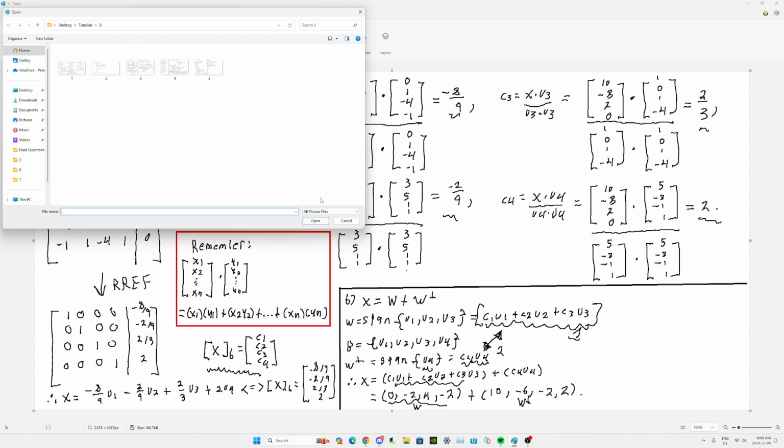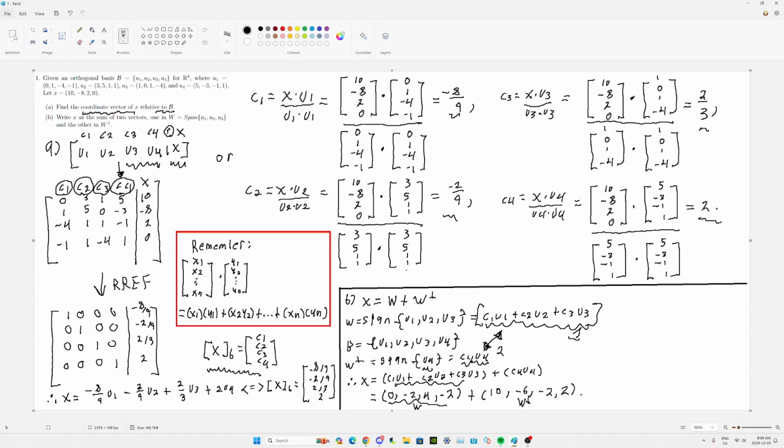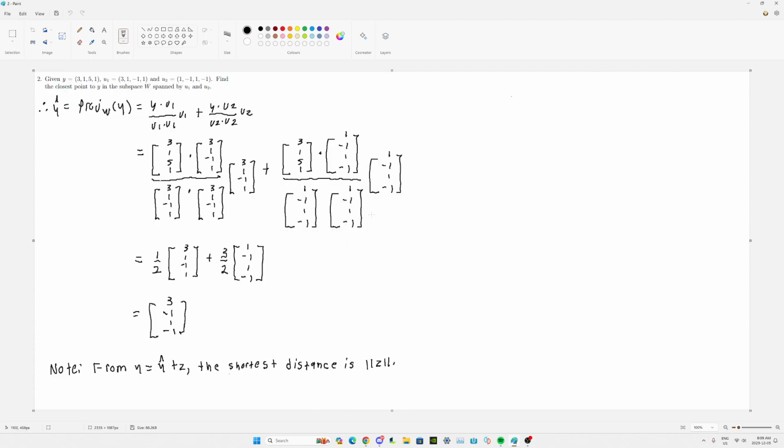Okay, so we go on to the next one. What's number 2? Given y is equal to this vector, u1 is equal to that, and u2 is equal to that, find the closest point to y in the subspace W spanned by u1 and u2.